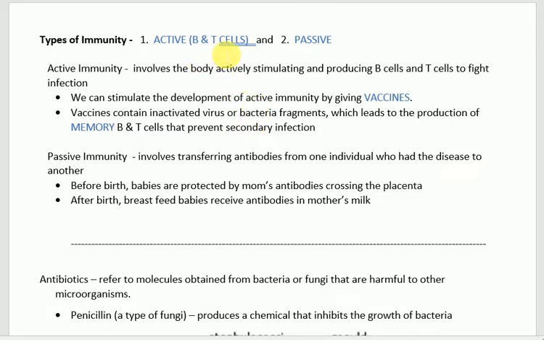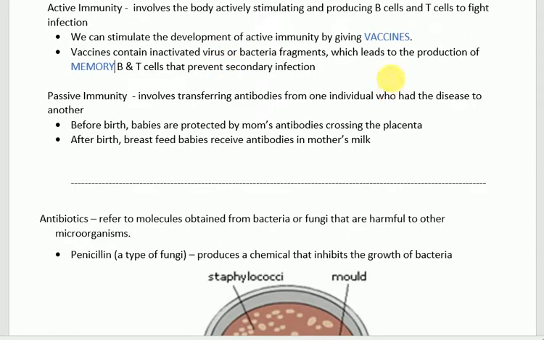Then we have passive immunity. Active immunity is lifelong. However, vaccines are not lifelong. That's what I meant to say. So passive immunity involves transferring antibodies from one individual who's had something to another. So for instance, before birth, babies are protected by mom's antibodies that cross the placenta. After birth, breastfed babies actually get their mom's antibodies in the milk.